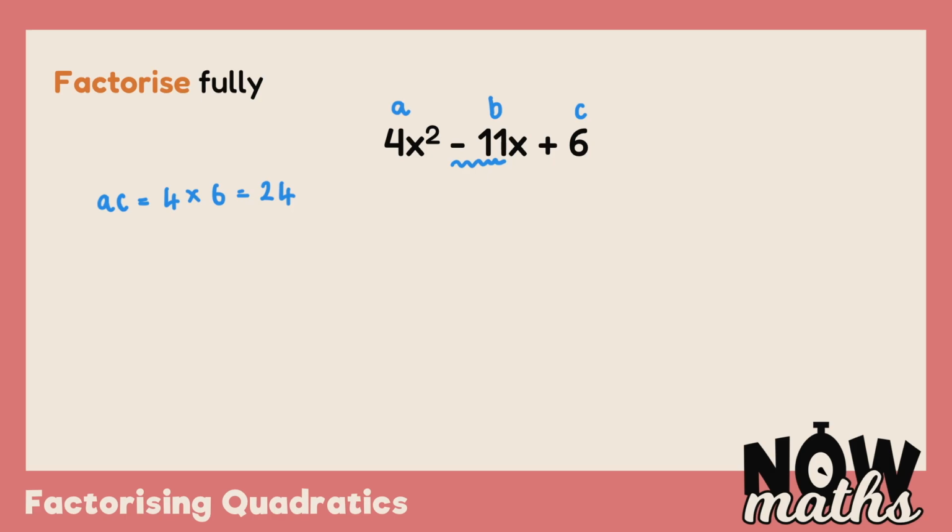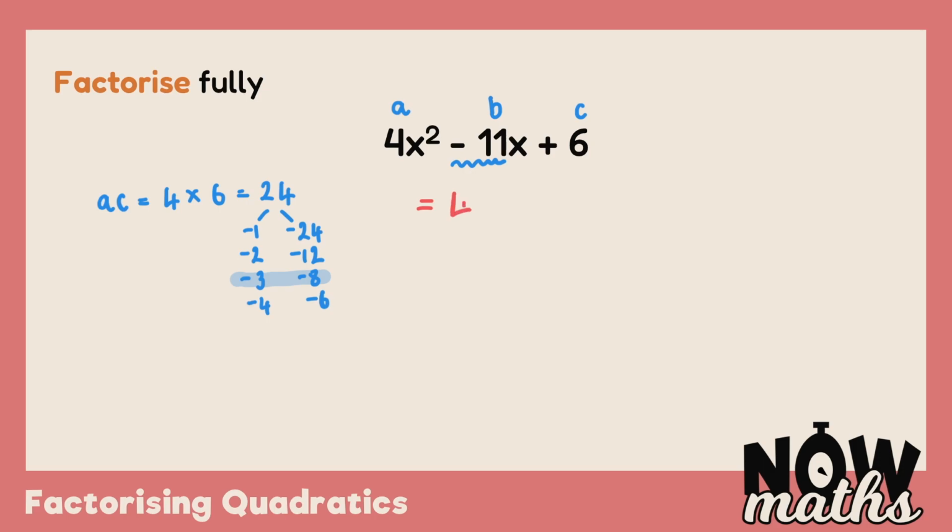So let's list the negative numbers which multiply to make positive 24. So we could have negative 1 multiplied by negative 24, or negative 2 and negative 12. Negative 3 and negative 8, or negative 4 and negative 6. Now we need to find the pair which add together to give negative 11. Out of the four pairs that we have, the only pair which add to make negative 11 are negative 3 add negative 8. So we're now going to go back to the original quadratic, and instead of writing negative 11x, we're going to write negative 3x and negative 8x.